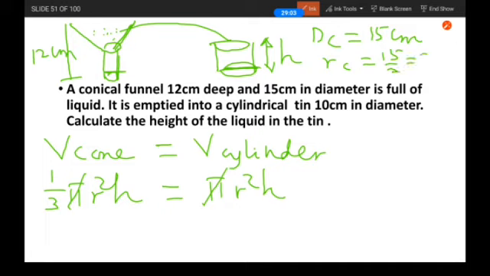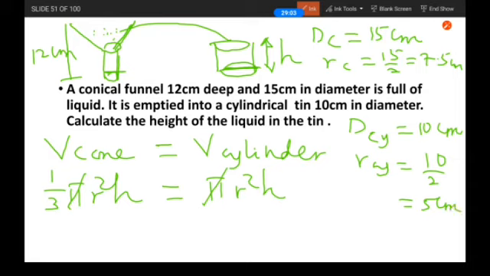15/2, and that is 7.5 centimeter. Also, we have the diameter for the cylinder to be 10 centimeter. Therefore, the radius for the cylinder will be 10/2, and that is what? 5 centimeter. Is that okay? So we can now move on.